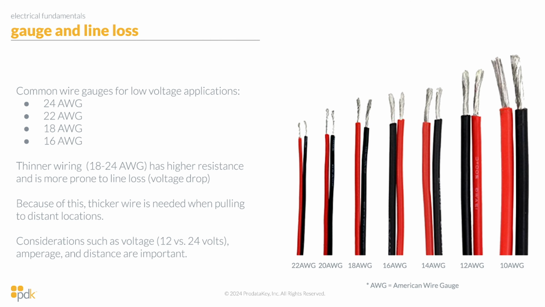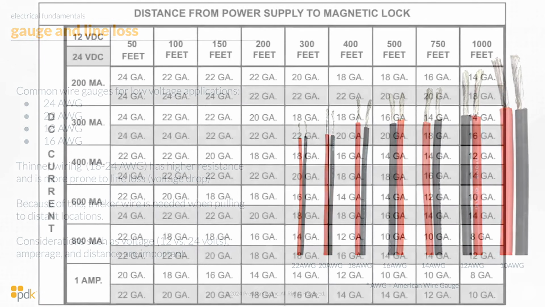However, the thinner the wire gets, the more prone it is to line loss, which is the voltage drop where it loses voltage over distance. Because of that, we need to go with thicker wiring the longer the distances that we're going. Now this chart on the next page is going to show you what kind of distances you may be dealing with.